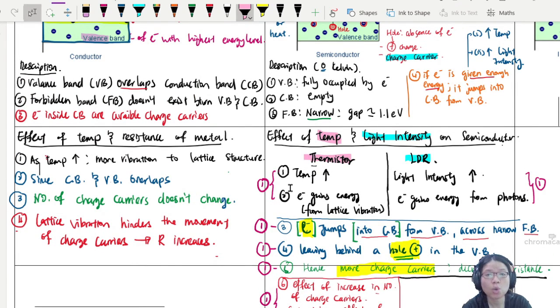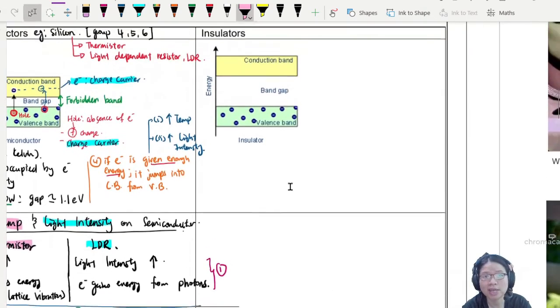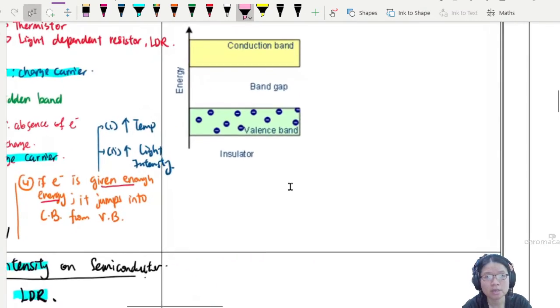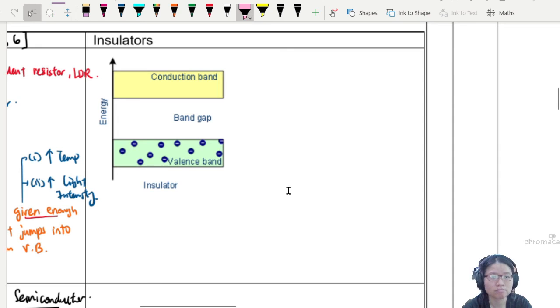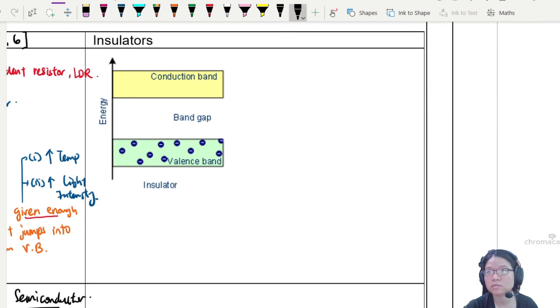All right? So the last part, we are going to look at the insulator. Now, the idea of the insulator is just to complete your understanding for this part. Okay? Your insulator, the band gap is super big, very large. Okay? So this band gap, the gap is very large. Sorry about the lag just now. Okay, so this is a large gap. Large, thick, forbidden band.